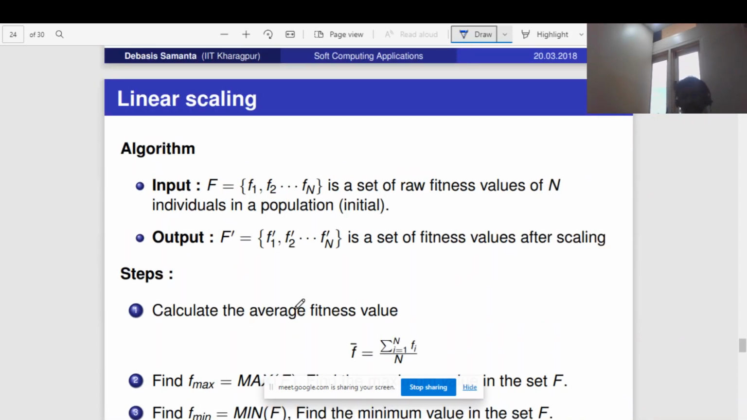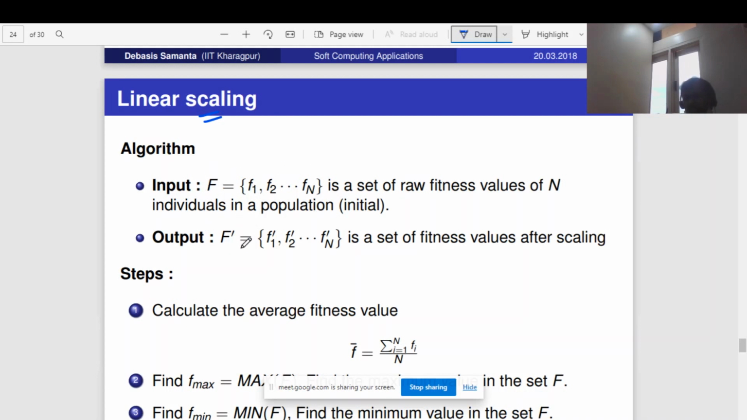In linear scaling, this is the input, say f. So f contains f1, f2, up to fn. These are the individuals. From the population we have a set of individuals. Each individual is a solution. But now these individuals are lying in the area of local optima. We want to move them to the global optimal range. So how will scaling be done? That's what we are going to discuss.